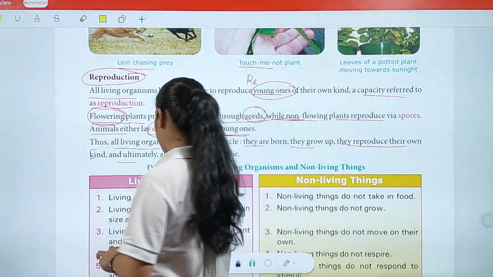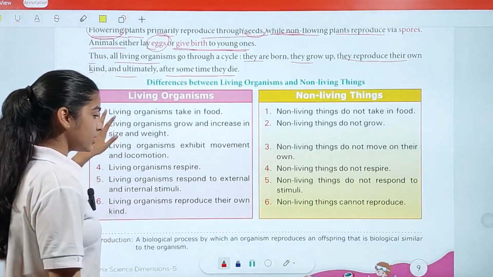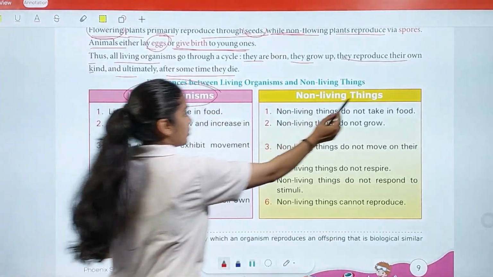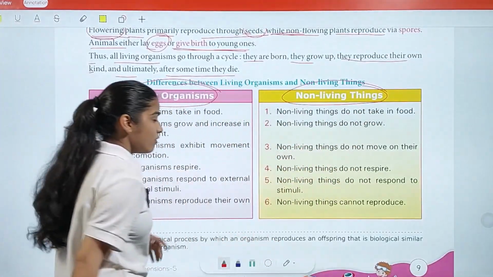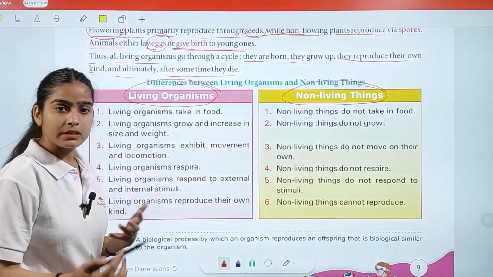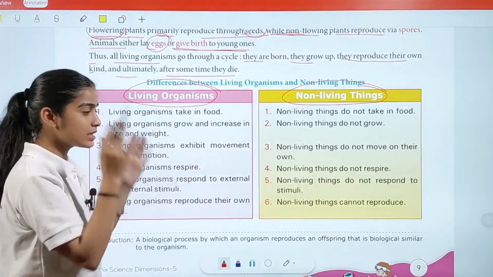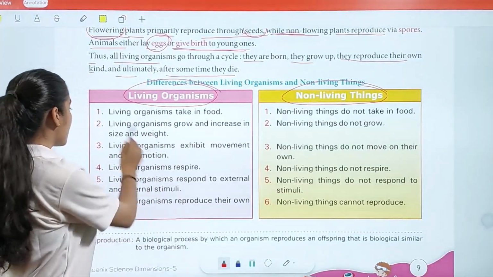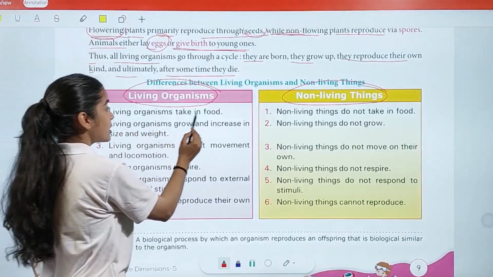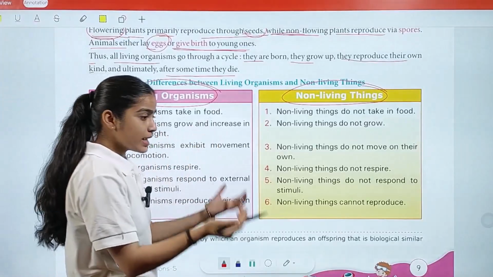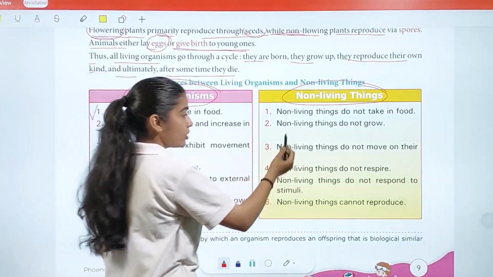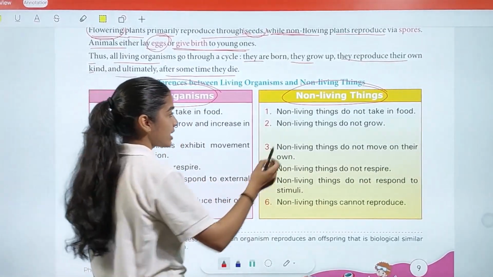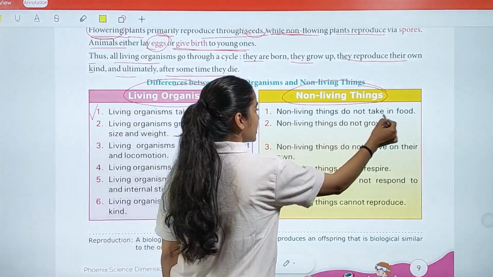Now we have a table, and this table is all about the difference between living organisms and non-living things. When we look at the characteristics of living organisms, we consider things that are not present in non-living things. First, living organisms take in food. We take in food, we eat food, right? But your remote, your toy, your doll, it's not taking any food inside. So non-living things do not take in food.